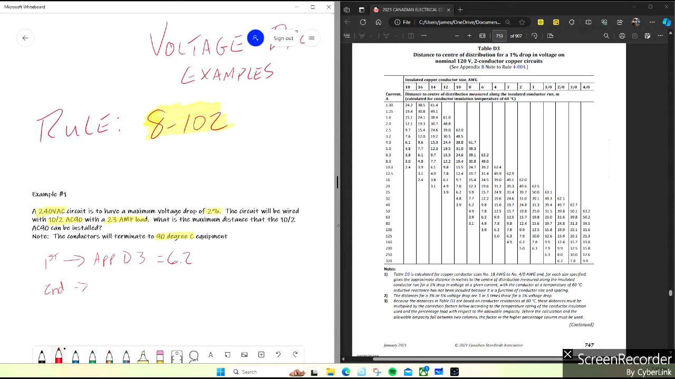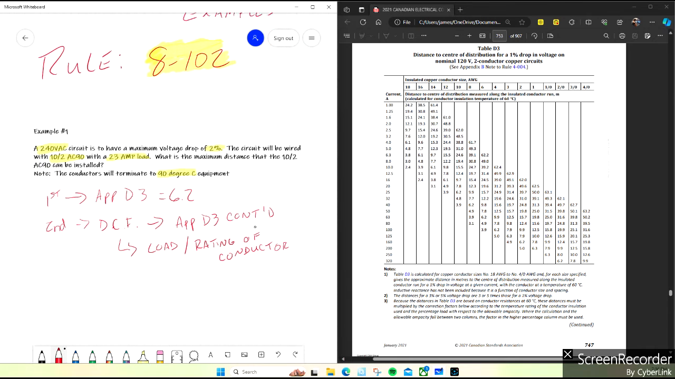Next step is what we call a distance correction factor. I'm just going to put DCF for short, but that means distance correction factor. That is going to end up pointing us back to appendix D3 continued. So that little chart that was after the D3. But how we calculate this is basically we take our load and we divide it by the rating of the conductor that's being used. And all we're doing is finding out how much capacity of that wire are we using, what percentage, right?